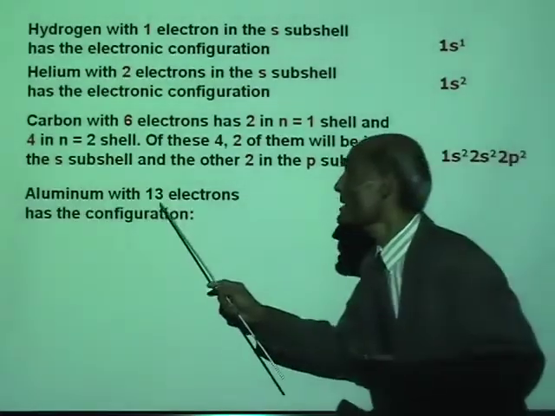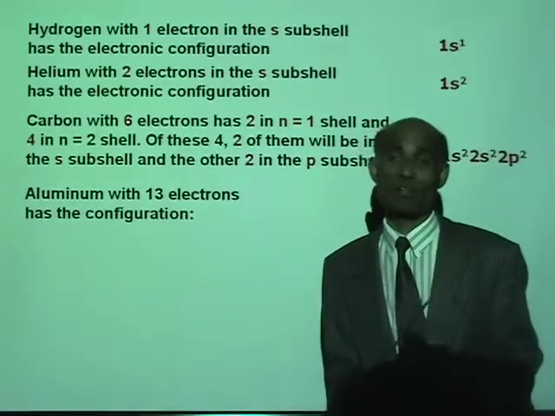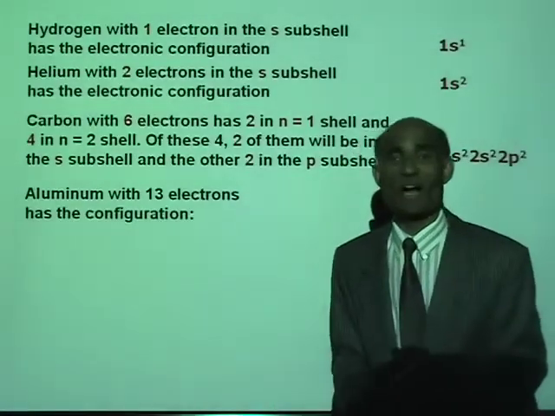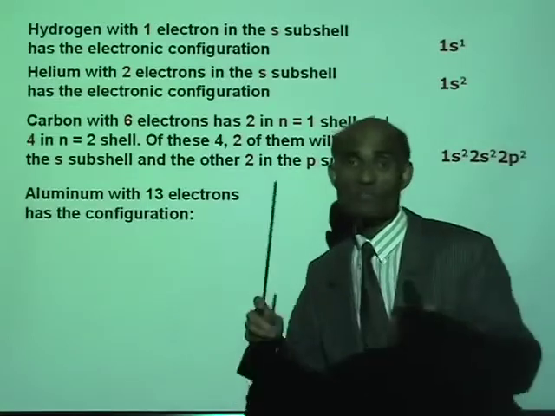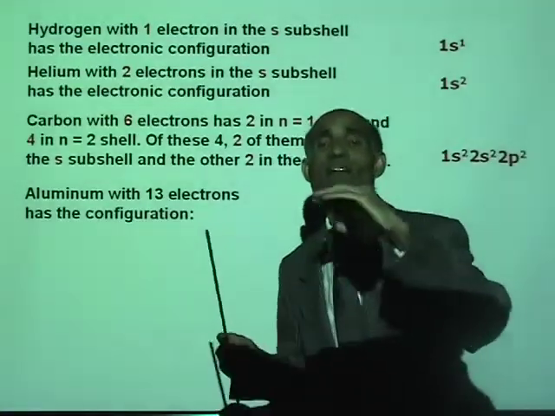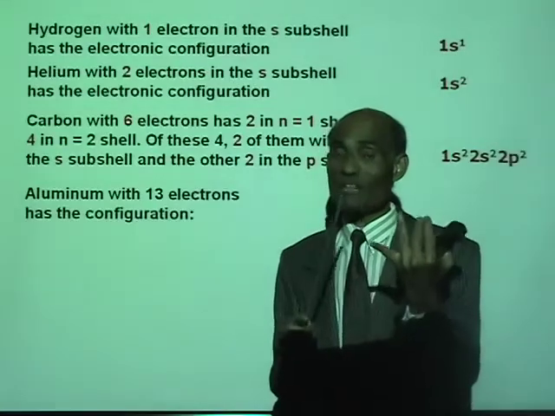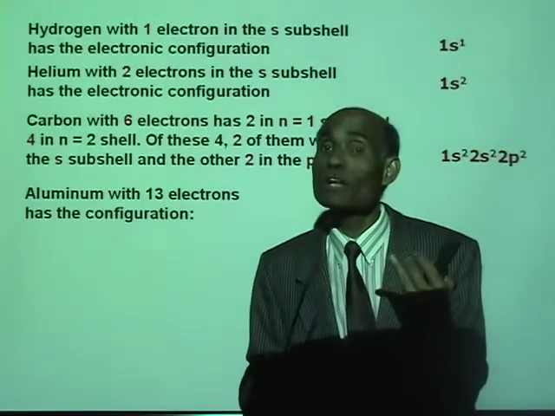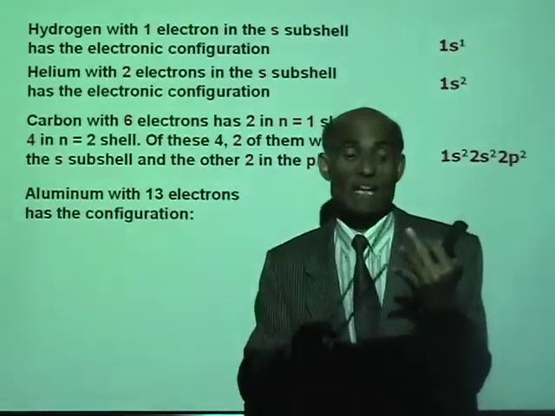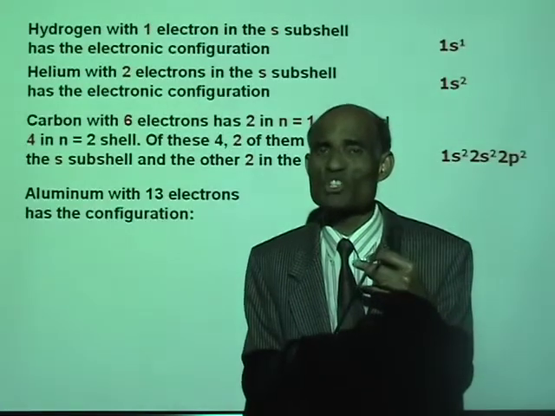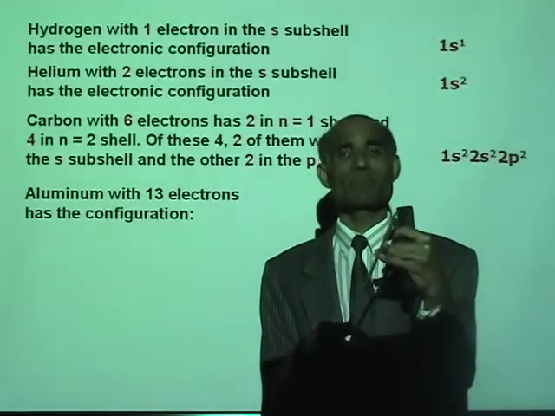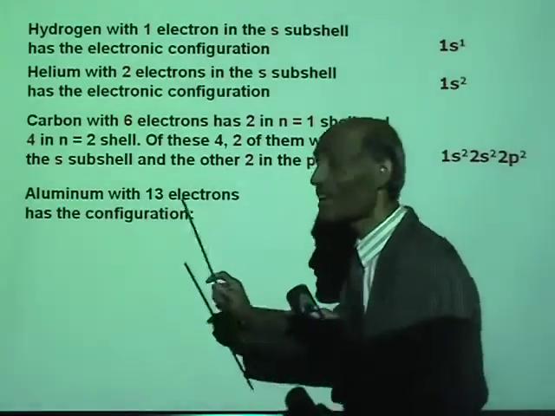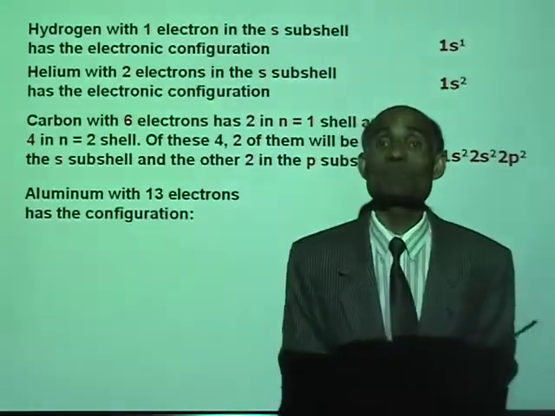Alright? Aluminum with 13 electrons. Can we work it out together? Let me see if I can write on the whiteboard. How do we do this? You have to first of all divide them into n equal to 1 and n equal to 2. Remember, how many electrons can there be at n equal to 1? n equal to 1 can only contain 2 electrons. n equal to 2, what is the maximum number of electrons that n equal to 2 can contain? That's 8. So 8 plus 2, 10. There are 3 electrons left. That will go to n equal to 3.